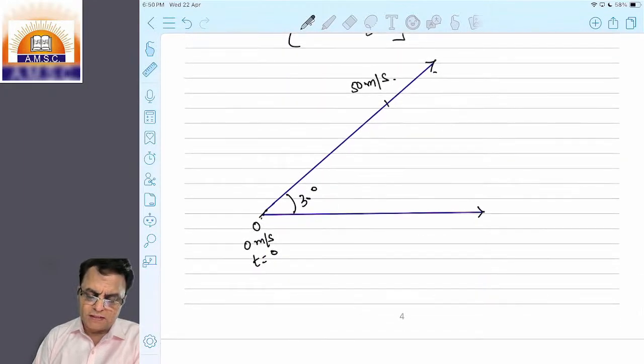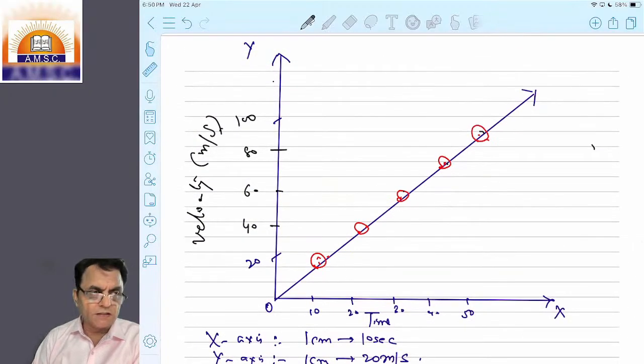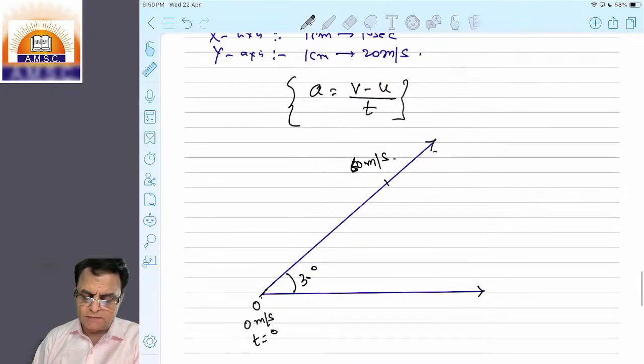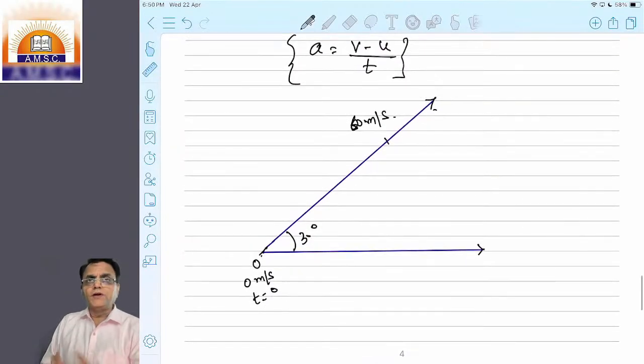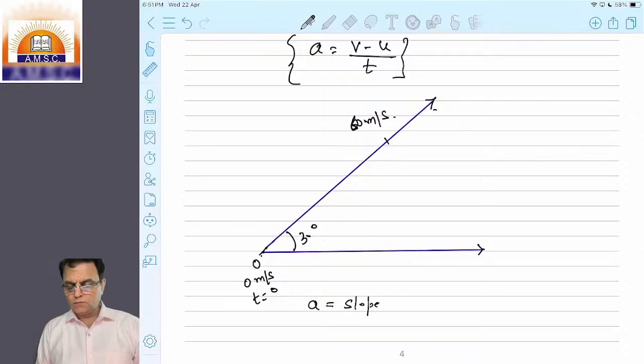अब यहाँ मैं 50 की जगह 60 ले लेता हूँ, because ग्राफ के अंदर हमने वैल्यूज इवन ली हैं, 20, 40, 60, 80. So let us consider I have taken a part of it. If we need to find out acceleration graphically, the value of acceleration graphically is the slope of the line under consideration.